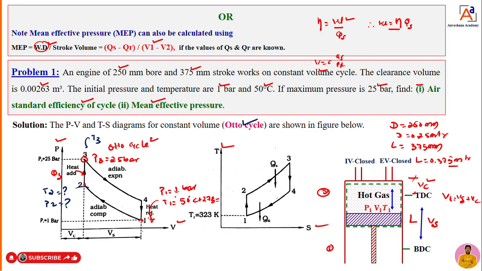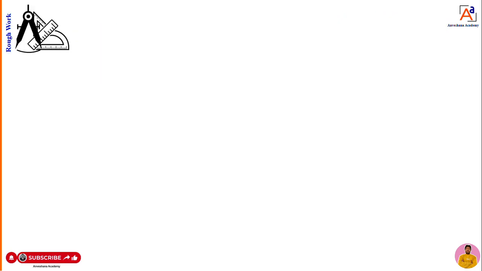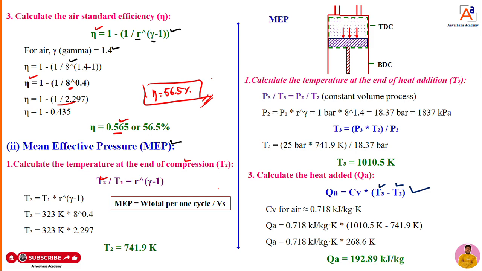So T1 he has already given, 50 degrees Celsius, but T2 is not given, P2 is not given. P2 and T2 I will try to calculate with the help of the temperature ratio and pressure ratio of an Otto cycle. What is that? So T2 by T1, I have an equation. T2 by T1 is equal to R to the power of what? Gamma minus 1.